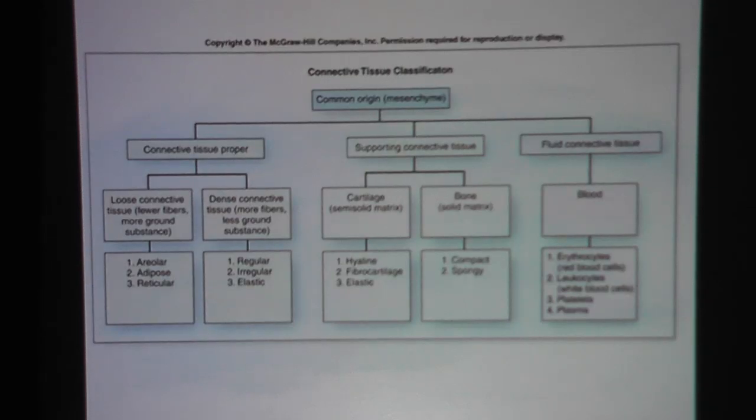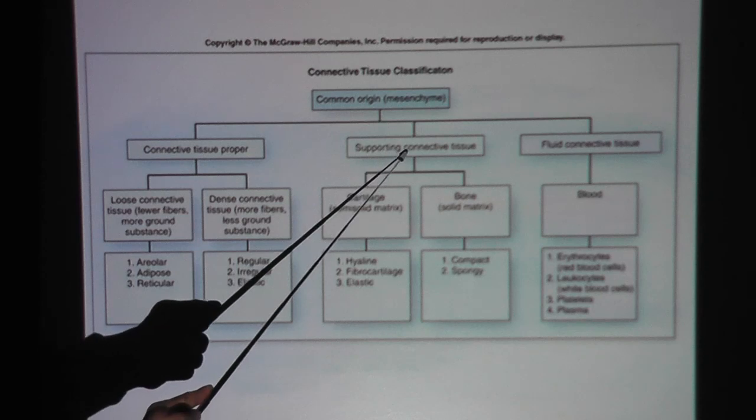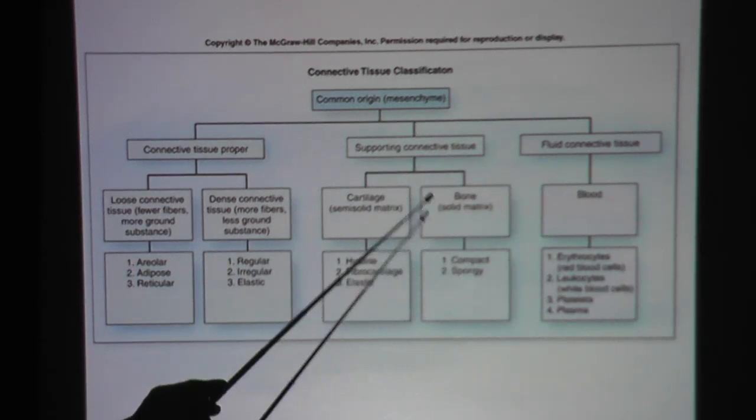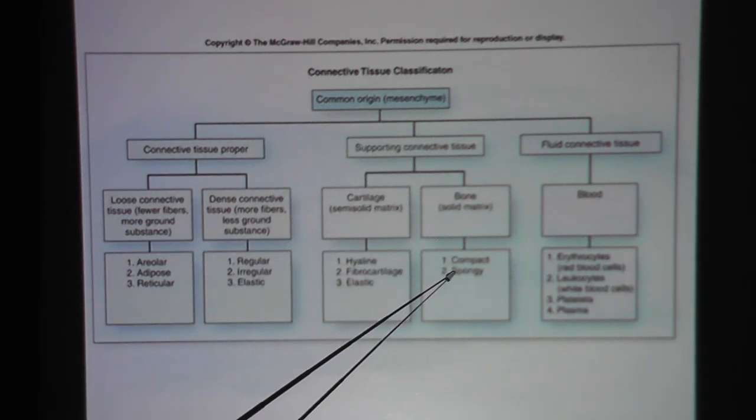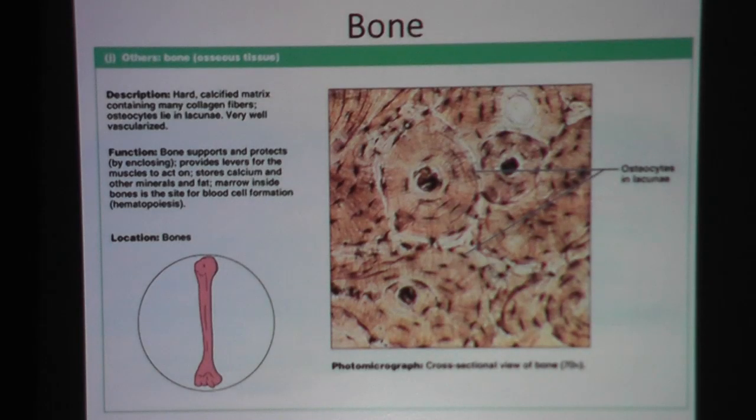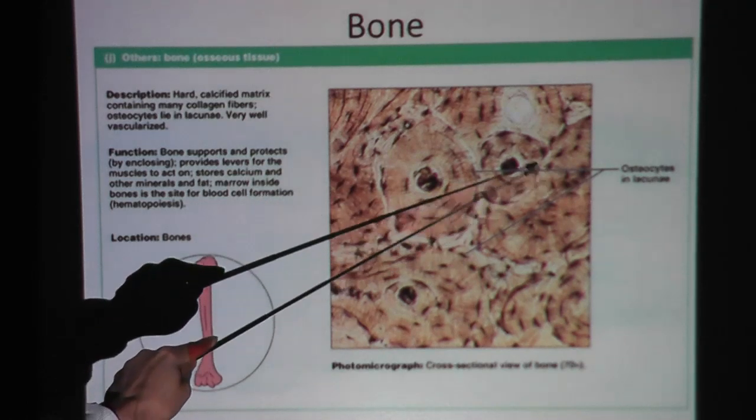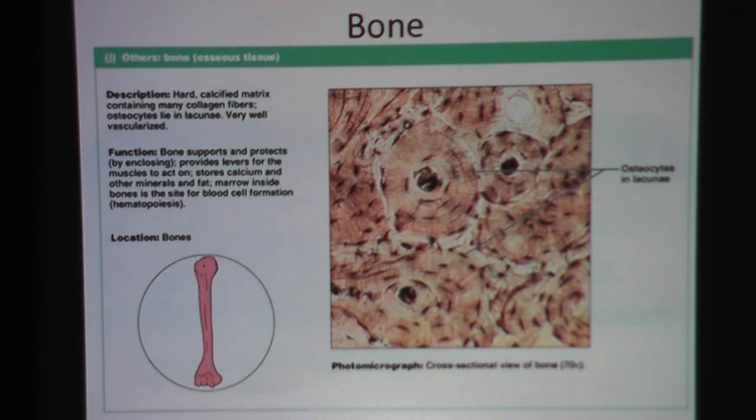So remember, bone is under the heading of supporting connective tissue. And there are two kinds of bones you need to be aware of. There's compact bone and spongy bone. So here's an image of a cut surface of a bone. This is typical of bone under a microscope.